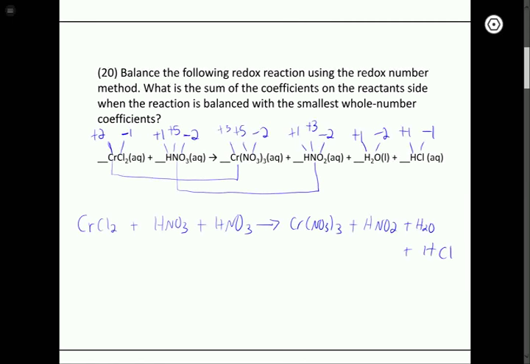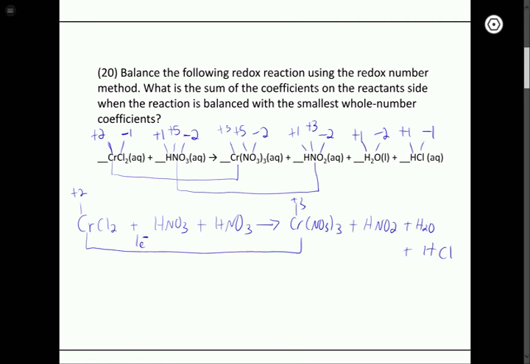Alright, so a lot of products to balance here, but if we do the number of electrons first, it'll make our life a lot easier. So chromium is going from, as we said, +2 to +3. So that's a 1 electron process. The oxidation number is changing by 1.